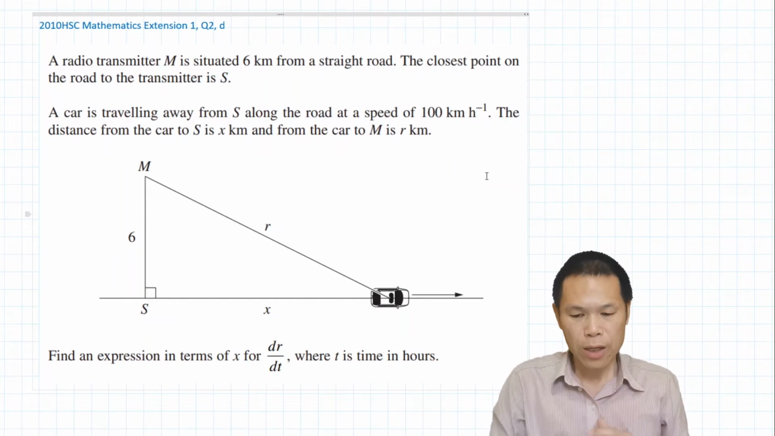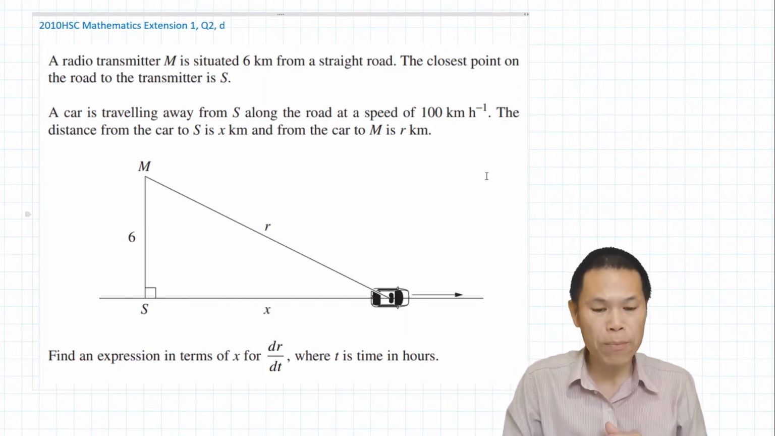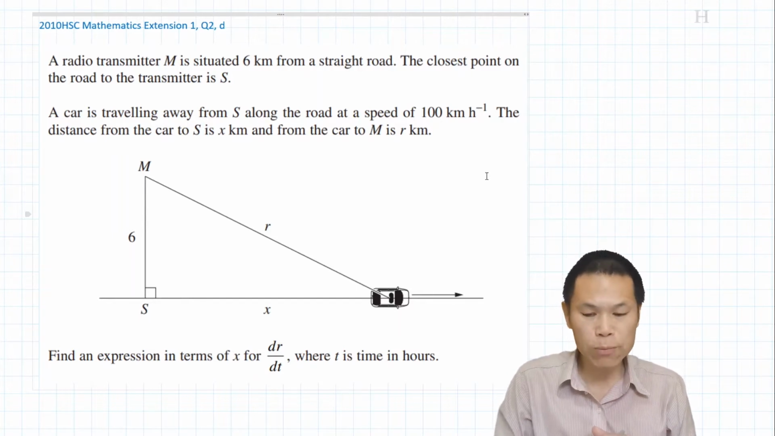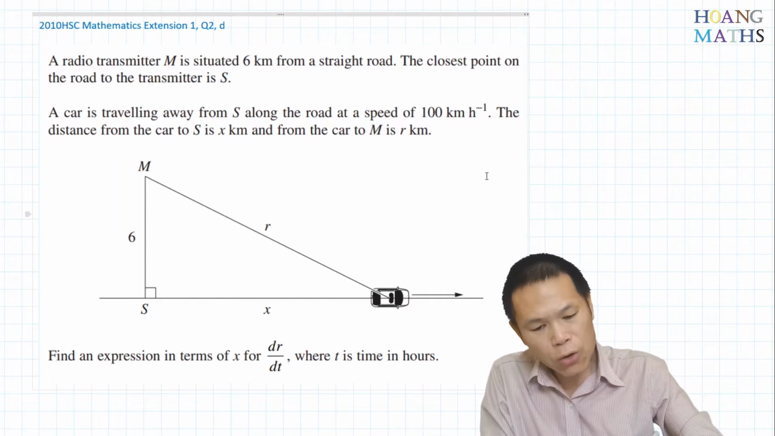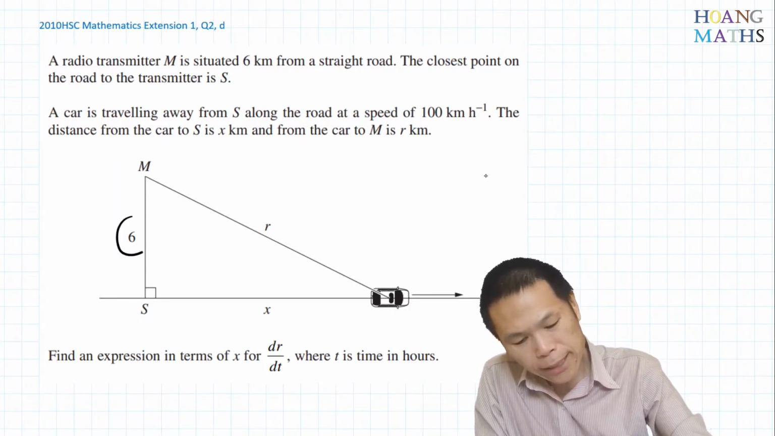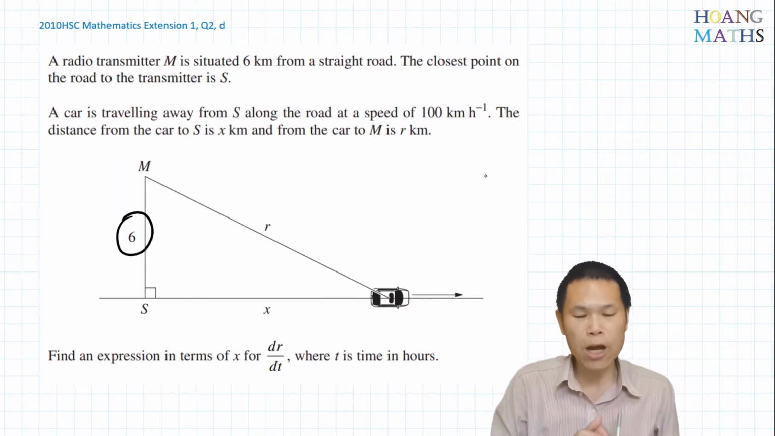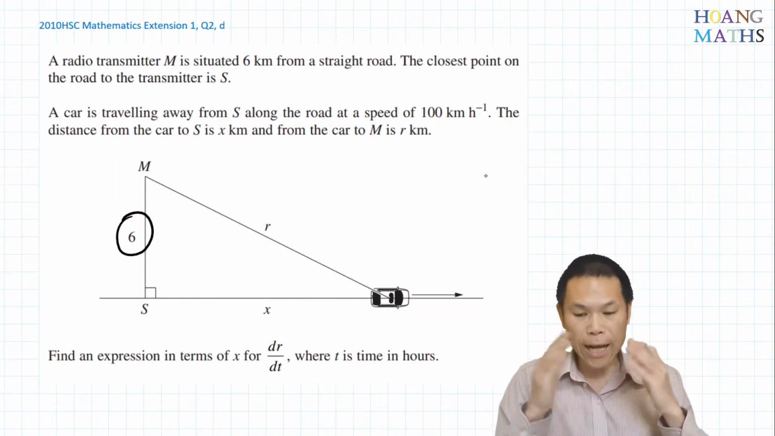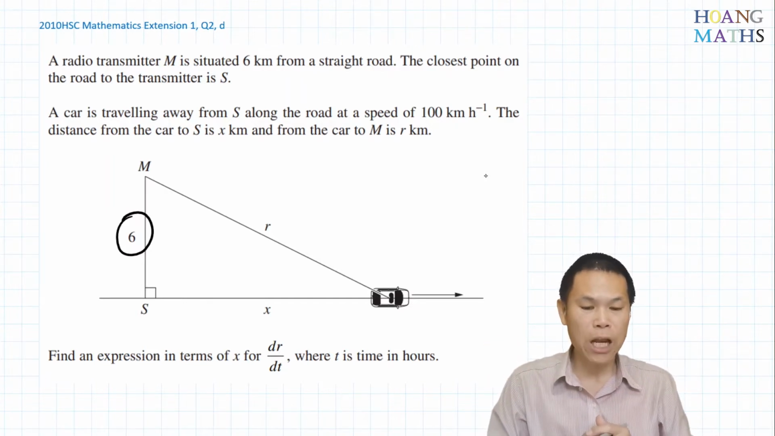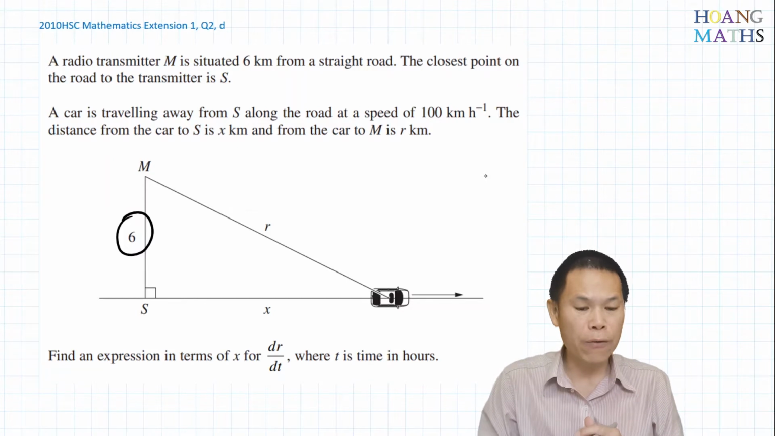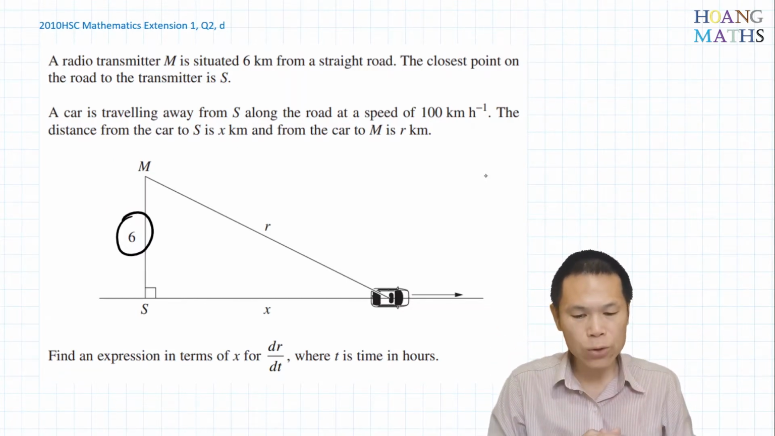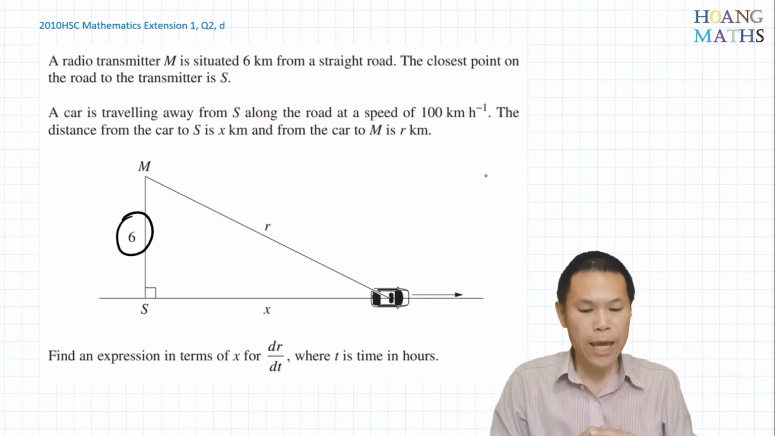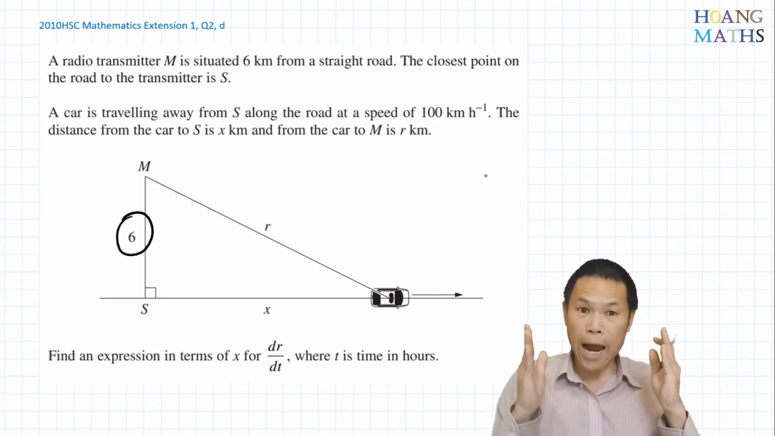First one. A radio transmitter M is situated 6 kilometers from a straight road. The closest point on the road to the transmitter is S. So we know that M to S is 6 kilometers. It's given on the diagram as well. A car is traveling away from S along the road at a speed of 100 kilometers per hour. The distance from the car to S is x kilometers, and the car to M is r kilometers.